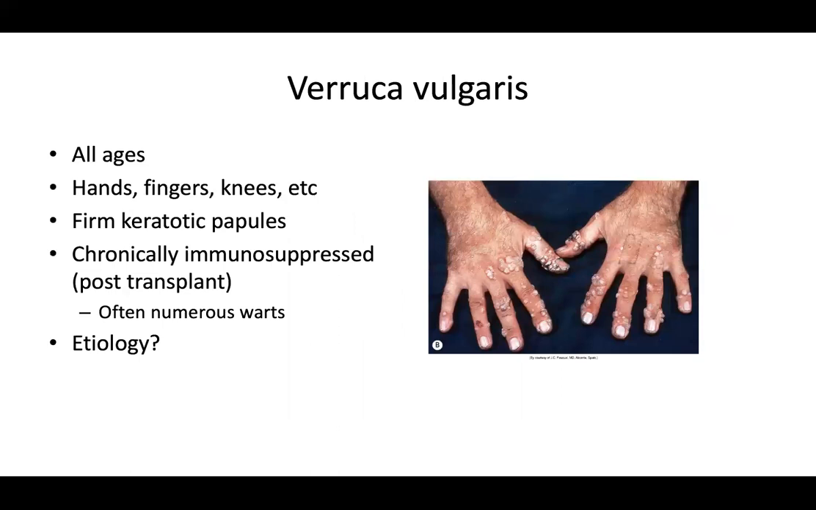We can see them more often in chronically immunosuppressed patients, especially post-transplant patients, who often have numerous warts, as you can see in this picture, all on the dorsal hand, wrapping around to the ventral aspects, often involving subungual spaces as well. The etiology will include HPV subtypes. There are various subtypes that can lead to Verruca vulgaris.